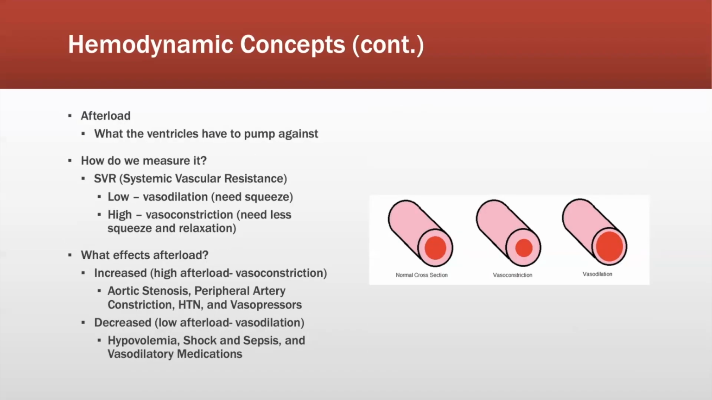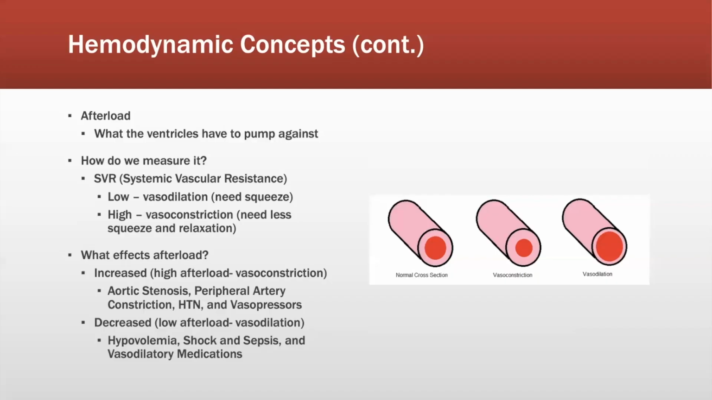Okay, moving on to afterload. I want you guys to visualize the heart and the aorta and everything after that, right? So we are now thinking about what is happening after the ventricles are pumping the blood out. This is what the heart has to pump against, right? So there's SVR and PVR. PVR is your pulmonary vascular resistance, but for this course, we will stick to our systemic vascular resistance. This systemic vascular resistance is what the ventricles have to pump against, right?